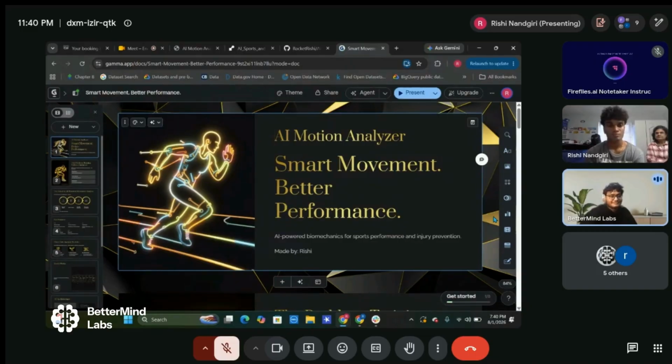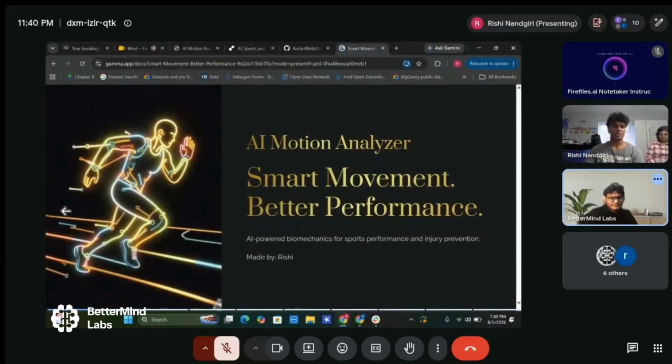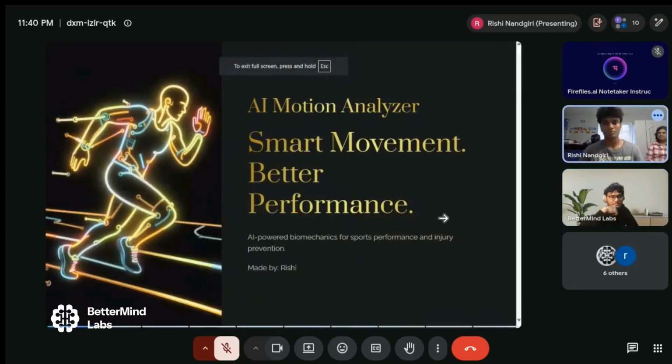Yeah, please go ahead. So basically, me and my team made an AI Rishi, motion. Can you click the present button real quick? Oh, okay. It shows full screen. Yeah. Can you hit F11? Make it full screen. Function key F11 if you're on a laptop. Yeah. Perfect. There you go.